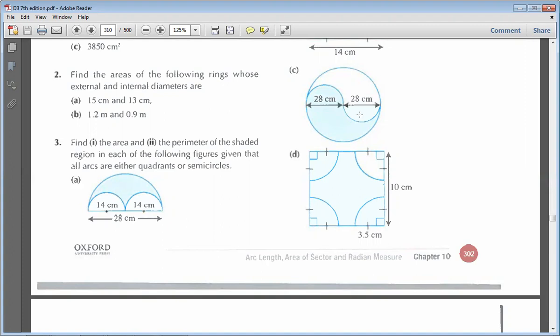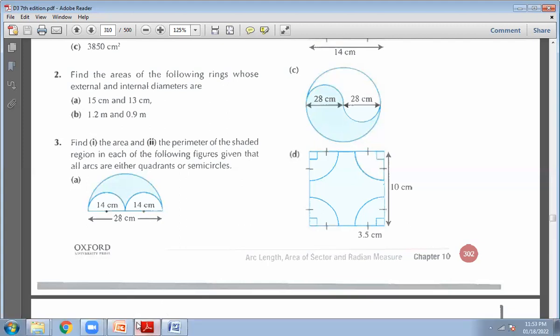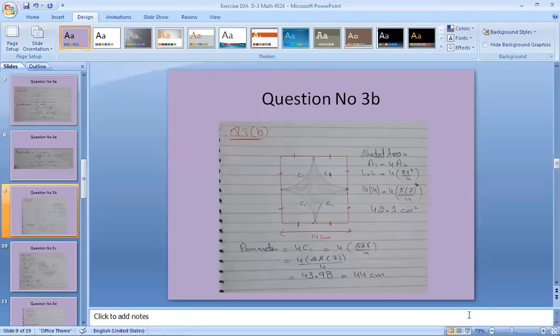If you want to find out the circumference of this figure, you see this is the arc of the big semicircle whose radius is 28, and this is the arc of the small semicircle whose radius is 14, and this is the arc of the small semicircle whose radius is 14. So C1 plus C2 plus C2, that's the strategy. Okay, let's see how I have solved it.